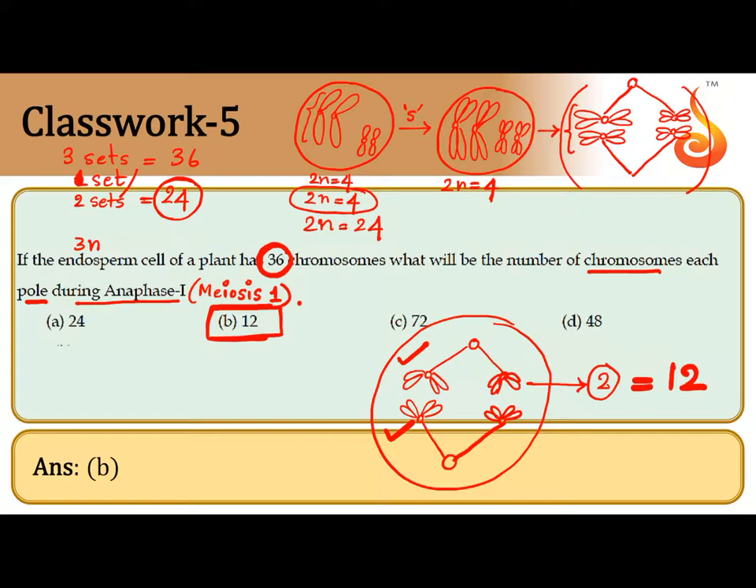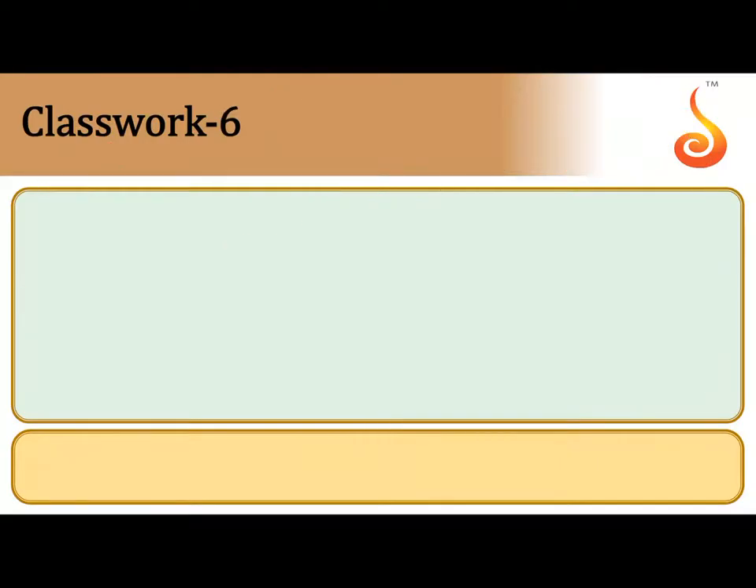So they have given this endosperm thing only to confuse you. You should remember that the endosperm has 3 sets of chromosomes, and in a diploid cell you have 24 chromosomes. That is, if 3 sets are 36, 1 set is 12 and 2 sets or diploid is 24. It is usually a diploid cell that undergoes meiosis. So I took an example of a small cell with 4 chromosomes, and we saw in anaphase 1 there are 2 each per pole. So if we start off with 24, we will have 12 per pole.